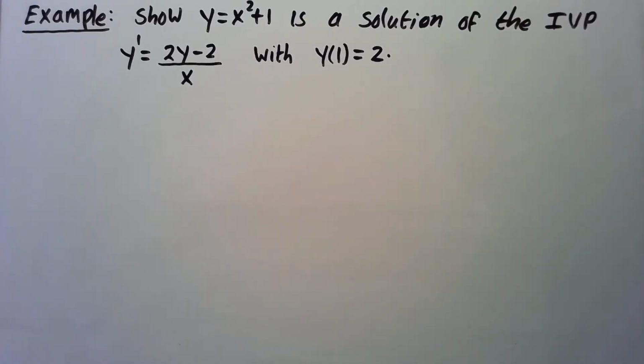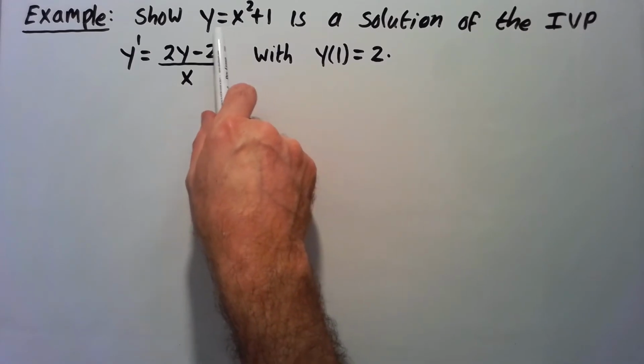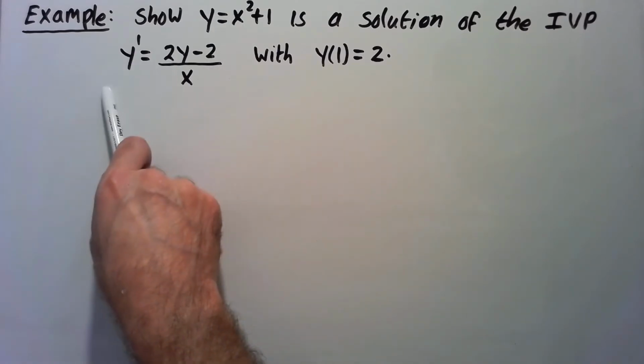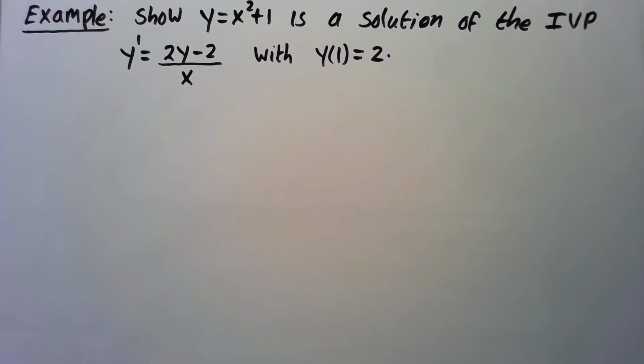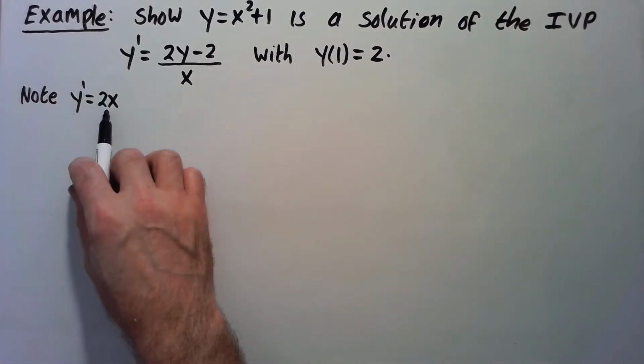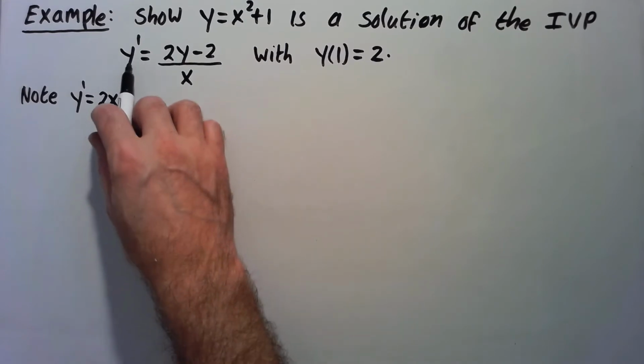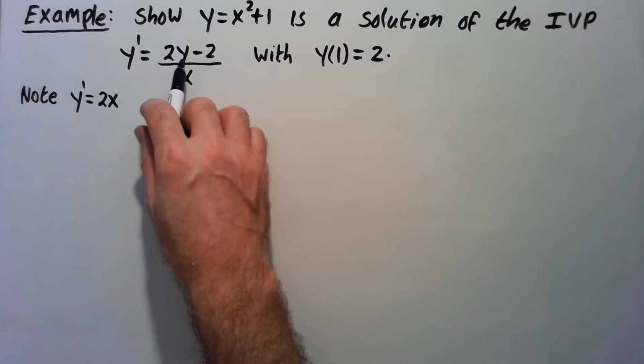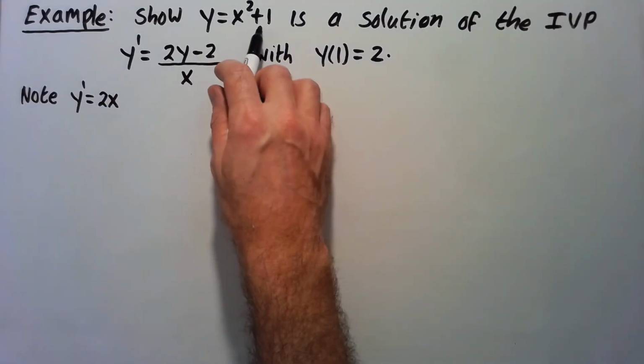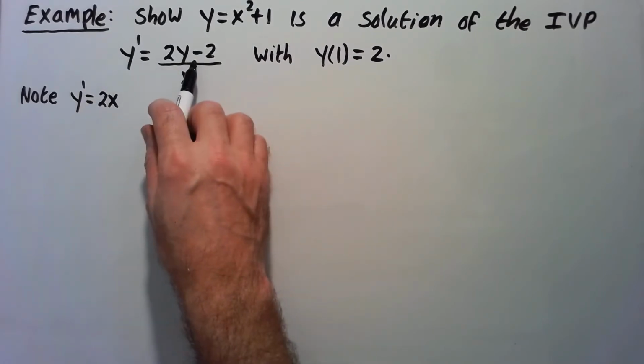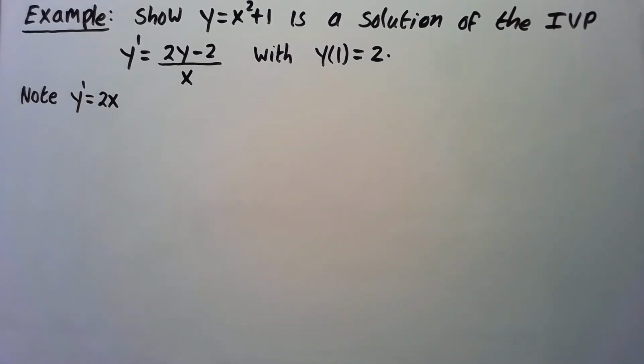So let's first find y prime. y prime would be 2x. Let me write that here. So y prime is 2x. Now in place of y prime up here, I'm going to put 2x. And in place of y right here, I'm going to put x squared plus 1, and I want to show that the two sides are equal. So let's make those substitutions.